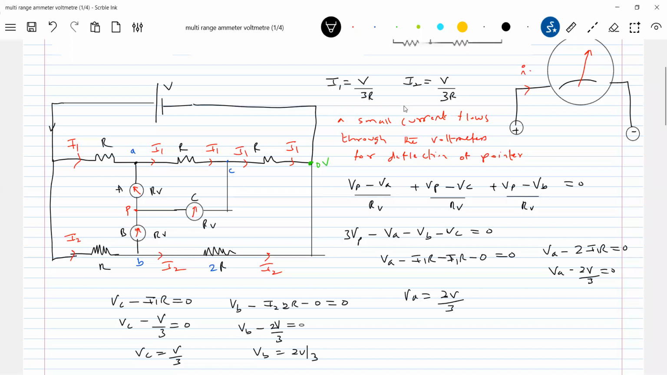Substituting all these values in the above expression, we get the potentials. So Va is how much? 2V by 3. Vc is V by 3, and Vb is 5V by 9. And then can we now calculate the reading of voltmeter A? Capital A: Vp minus Va. The reading of the different meters.